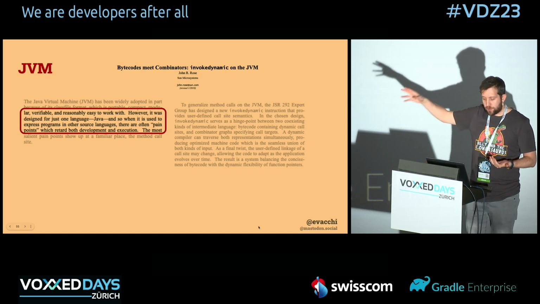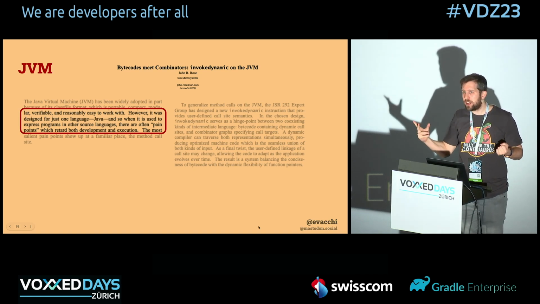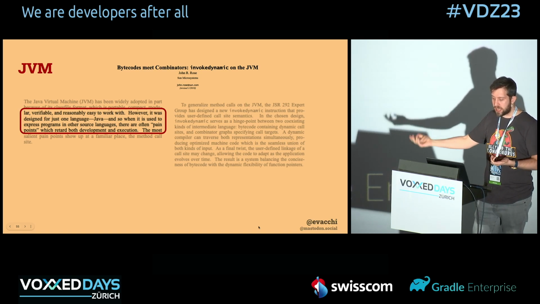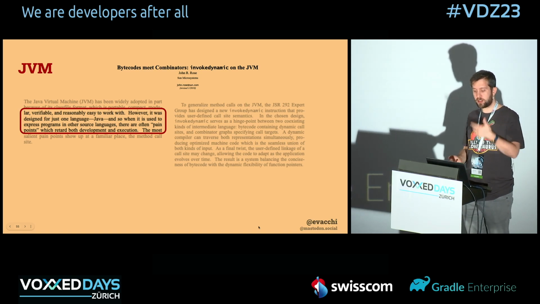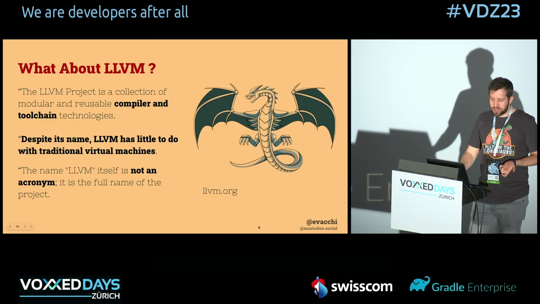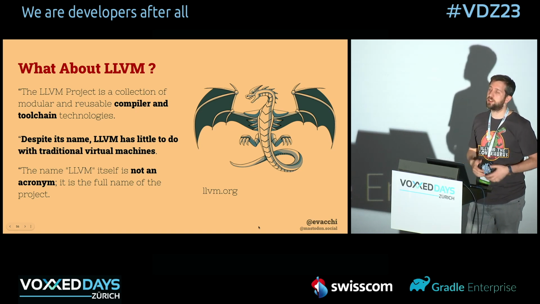However, the JVM was designed for just one language, Java. So when it is used to express programs in other source languages, there are often pain points, which retard both development and execution. So the JVM is not really meant to be a target for multiple programming languages.